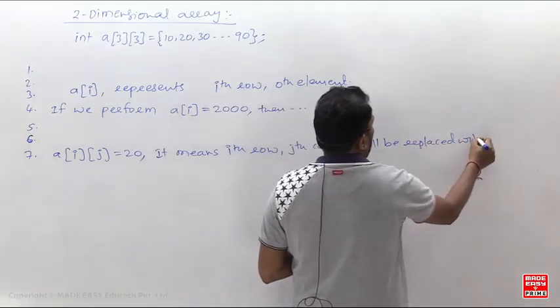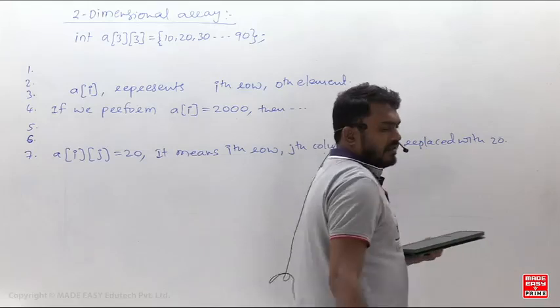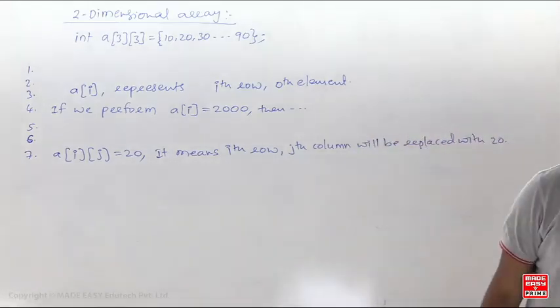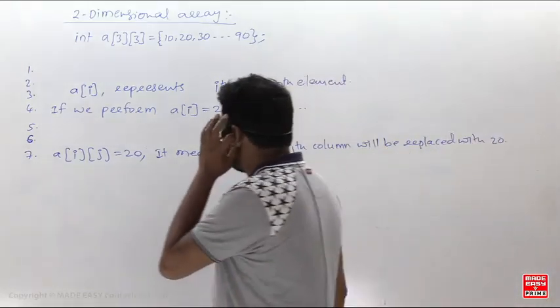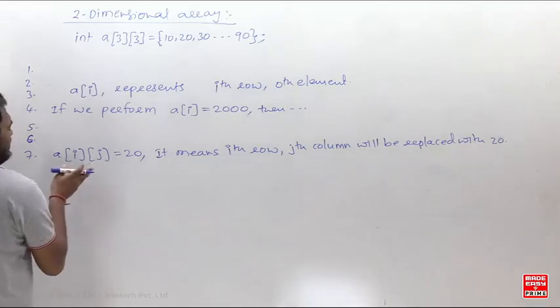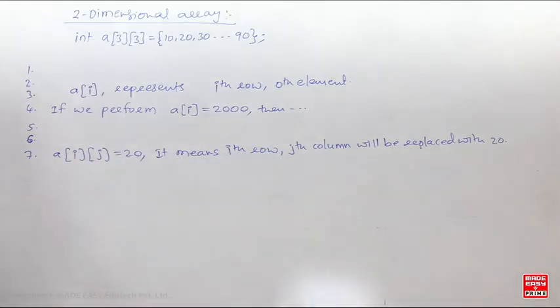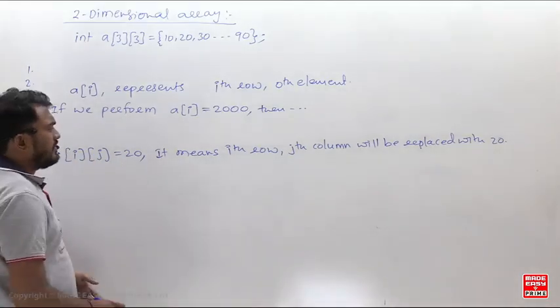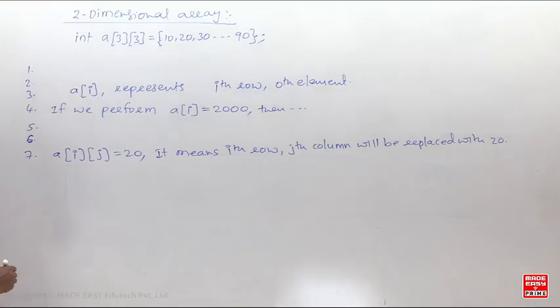with 20. The ith row, jth column will be replaced with what? 20. Okay, so this one you studied in engineering already. A of ij equal to 20, 2D array. So it means the ith row, jth column will be replaced with what? 20.